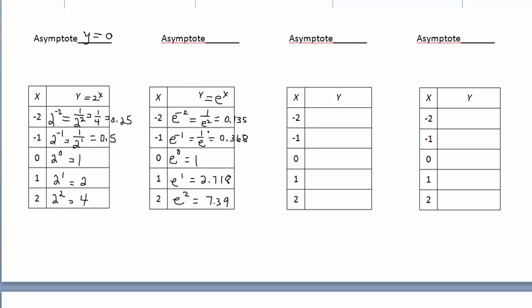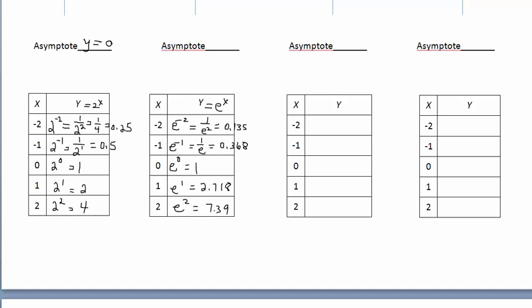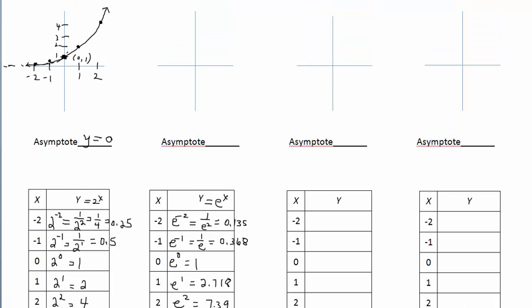All right, just notice the progression of these y's. They're getting larger as my x moves from left to right. So my graph should be another graph of an increasing function. But these y values compared to the previous y values are greater. So my graph should be a little more steep. It rises more quickly.